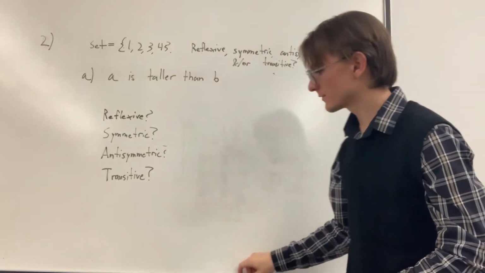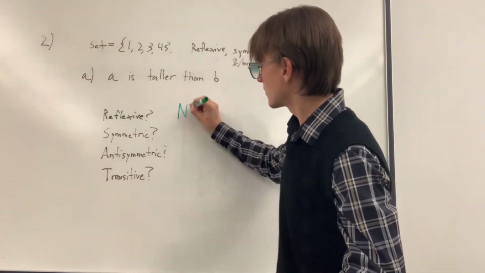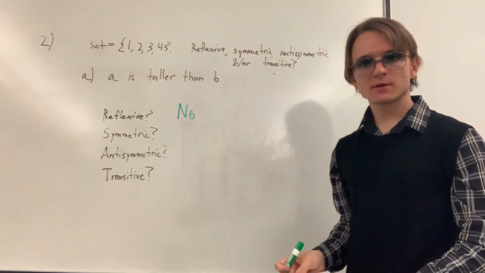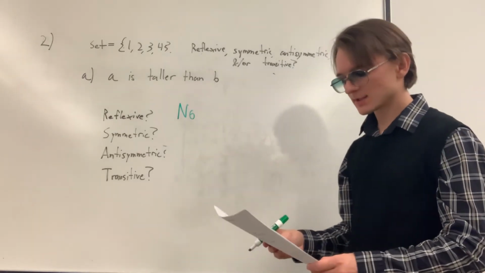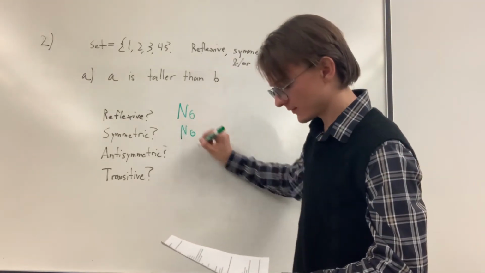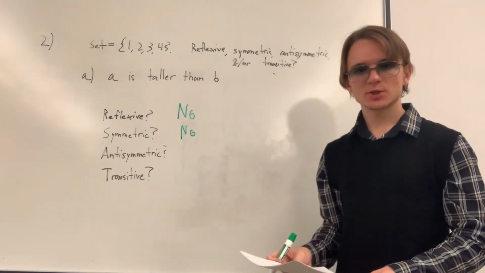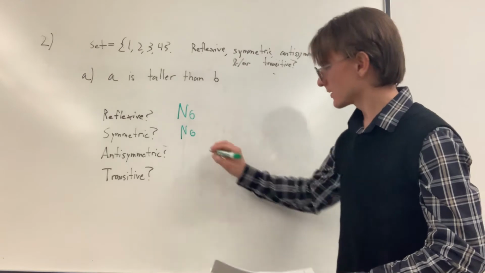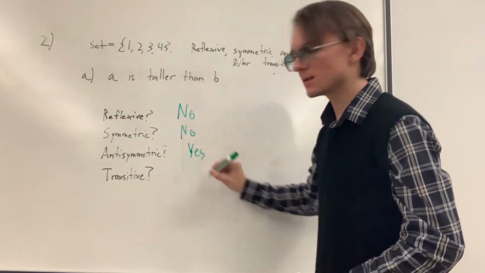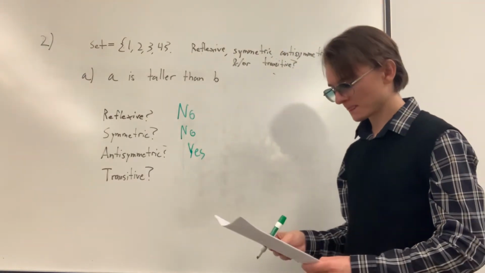How about this? A is taller than B. Is it reflexive? No, because no person is taller than themselves. It makes no sense to say A is taller than A. Is it symmetric? No as well. If A is taller than B, then B is shorter than A, not taller. Is it antisymmetric? Yes, for the same reason that it's not symmetric, it is antisymmetric.